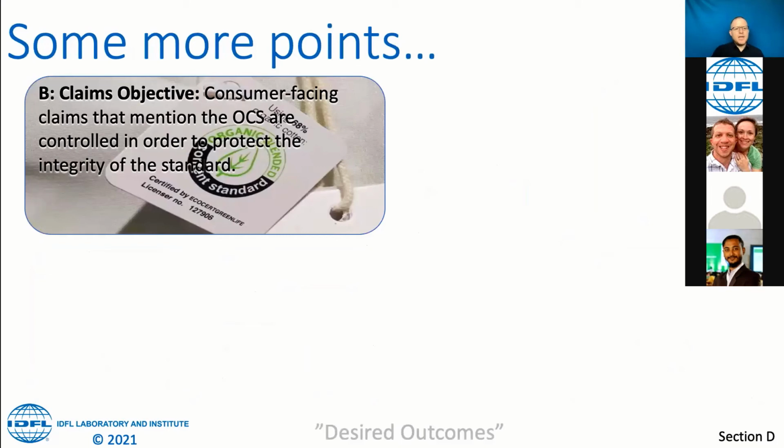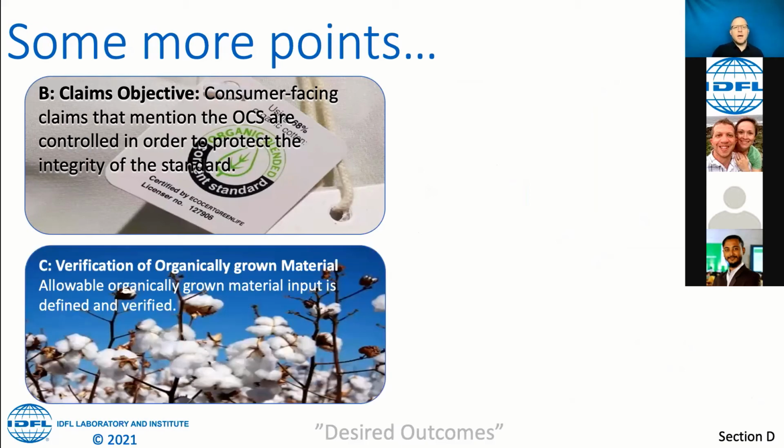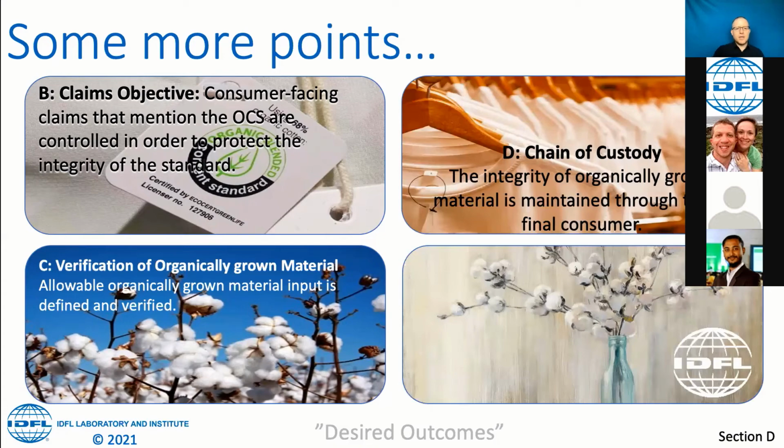The major desired outcomes of the standard: first, the consumer-facing claims that mention the OCS are controlled in order to protect the integrity of the standard. Once again, what's listed on the label must match what's happening throughout the rest of the supply chain, for the integrity and the trust of the consumer to continue. The verification of organically grown material is allowed. Organically grown material input is defined and verified. So we need a very clear separation of what's GMO, what's organic, what has pesticides, what doesn't, and related issues. And last of all, part D of the major desired outcomes is the chain of custody, whereby the integrity of the organically grown material is maintained through to the final consumer.